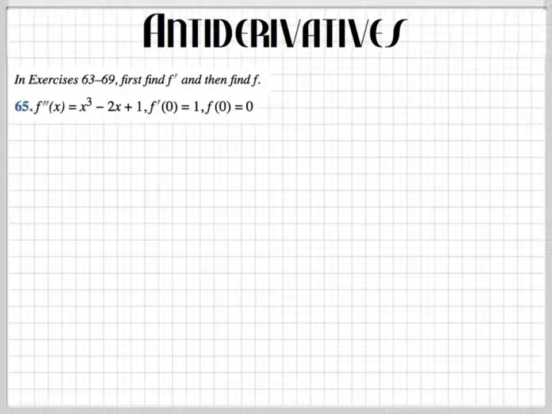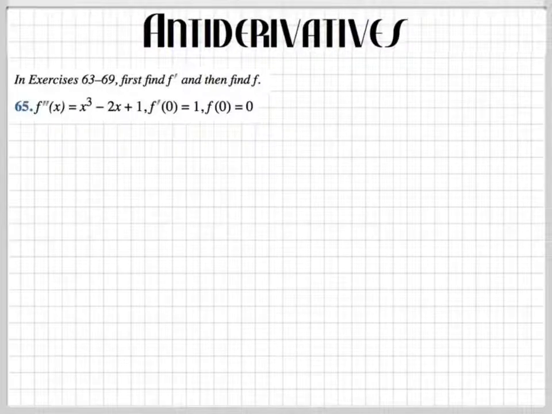Alright, so here's another one. Now this one has an f double prime, and it wants you to find f prime and f. And look, it gives us 2 points on our graphs. It gives us a point on the f prime graph, and it gives us a point on the f graph. So it's exactly like what we did before, except we're going to have to do everything twice.